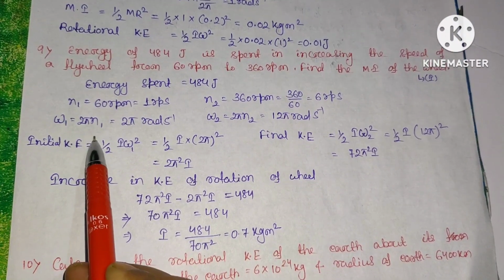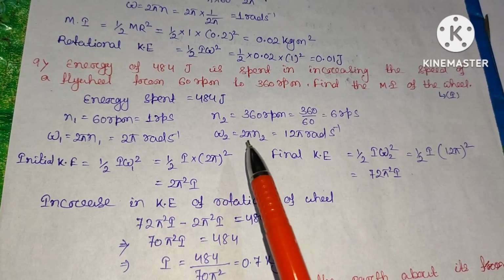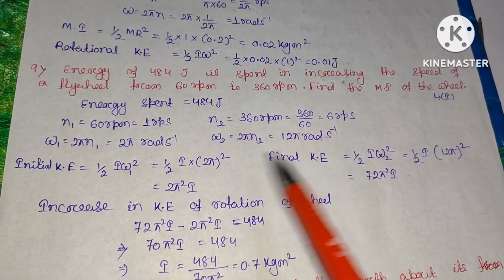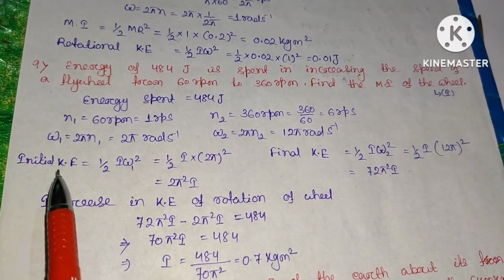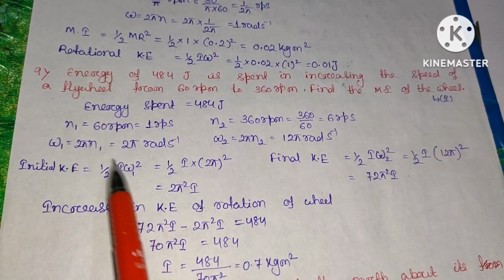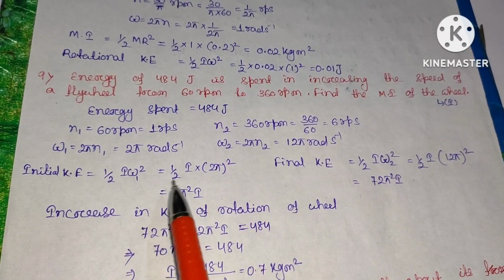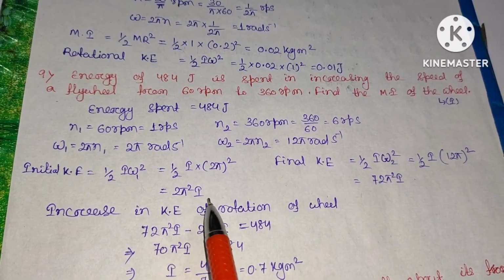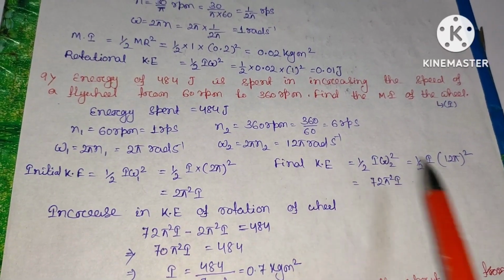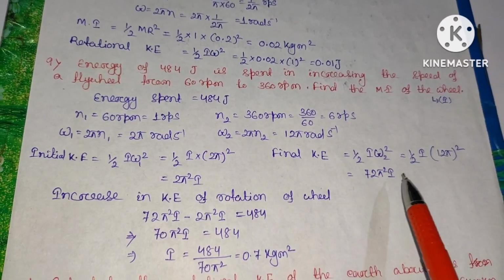Omega 1 equal to 2 pi n1. So this will be 2 pi radian per second. Omega 2 equal to 2 pi n2, that is 12 pi radian per second, because n2 is 6. So similarly we can calculate the initial kinetic energy here, half I omega 1 square. So omega 1 is 2 pi. So this is half I into 2 pi whole square, means 4 pi square, 4 by 2. So this is 2 pi square I. So similarly final kinetic energy will be half I omega 2 square, half I, this is 12 pi whole square. So finally it will be 72 pi square I.